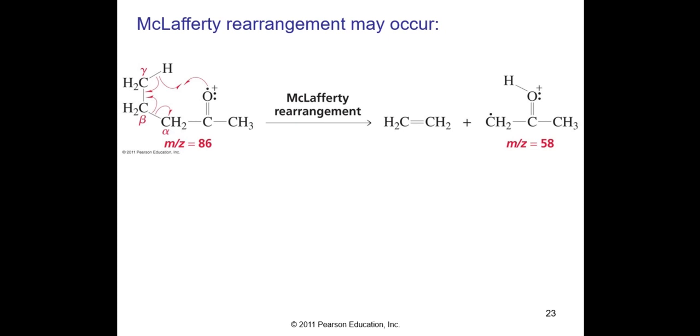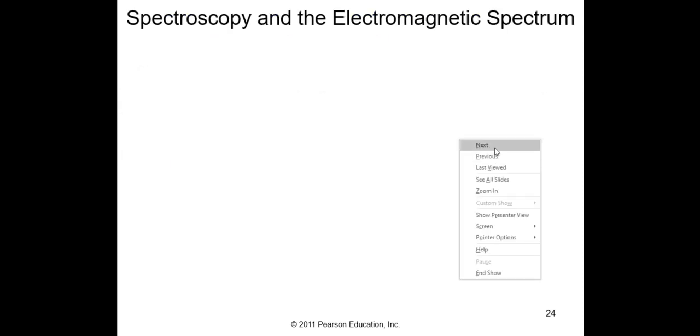But you have to have rotational play, and it's usually a pseudo five or pseudo six transition state. This would be 1, 2, 3, 4, 5, 6 atoms involved. It's usually five and six. And that accounts for 58. Otherwise, you would say, where did it come from? How could that form? It's a rearrangement. That's it for the mass spec.